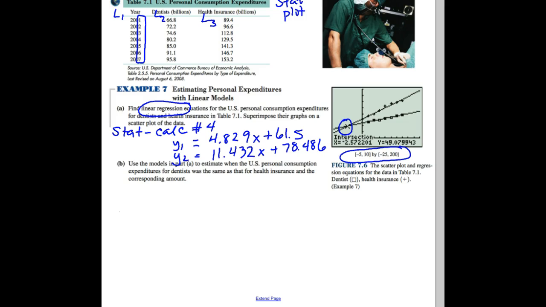You need to put a comma in between those. Okay, then comma, and go variables, y variables, function, and then put it number 2. Okay, so where do they intersect? Negative 2.572.